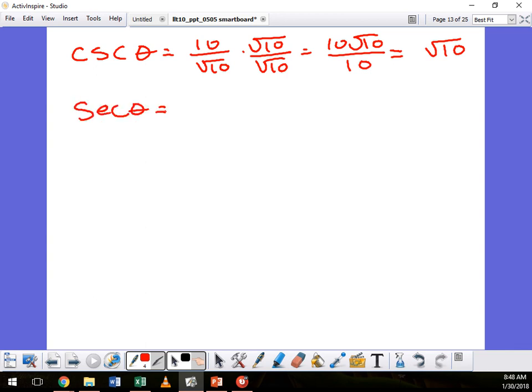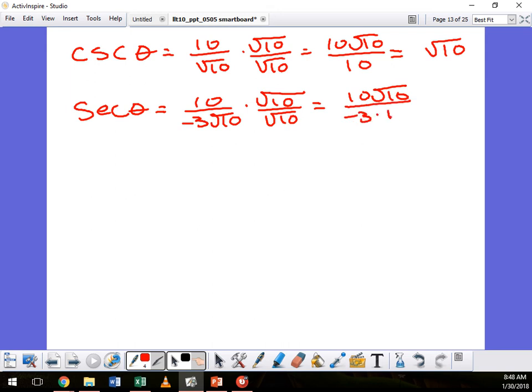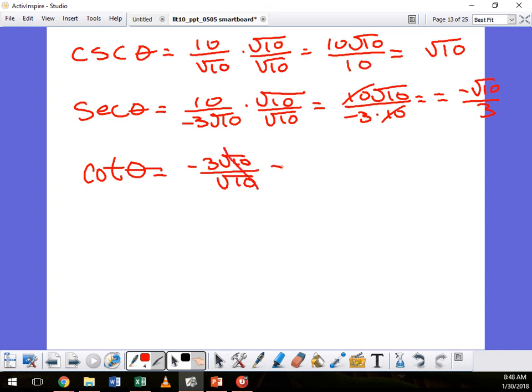Secant theta is R over X, it's going to be 10 over negative 3 rad 10. Rationalize again. So I get negative rad 10 over 3. And cotangent, X over Y, my X was negative 3 rad 10 over rad 10, negative 3.